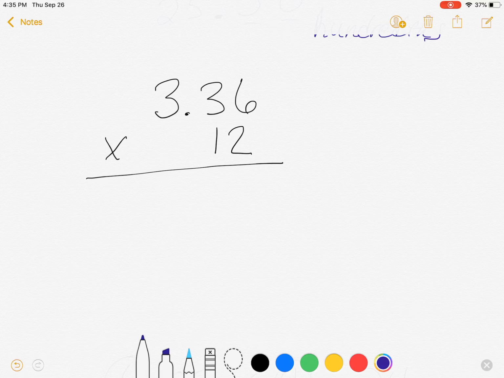Now here's an example multiplying by multiple digits. That means more than 1. So we always start with the lowest place value first, and we move our way from the right to the left. Okay, so 6 times 2 is 12. Carry the 1 first. Bring down the 2. 2 times 3 is 6, plus 1 is 7, and then 2 times 3 is 6.